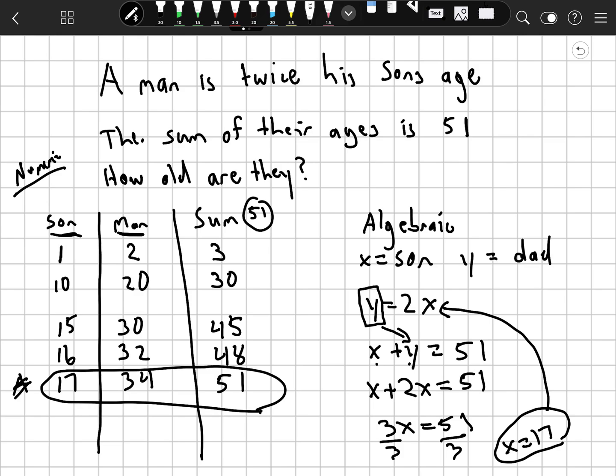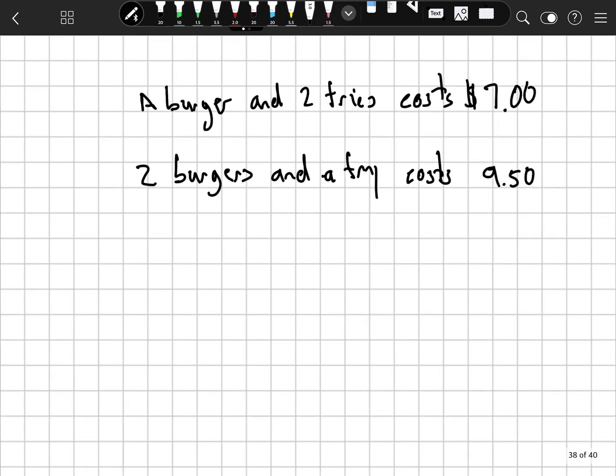So hopefully you're starting to see how algebra may be better than check and guess. And the more complicated the problem is, the easier it is to do with algebra rather than check and guess. Let's take a look at another situation.